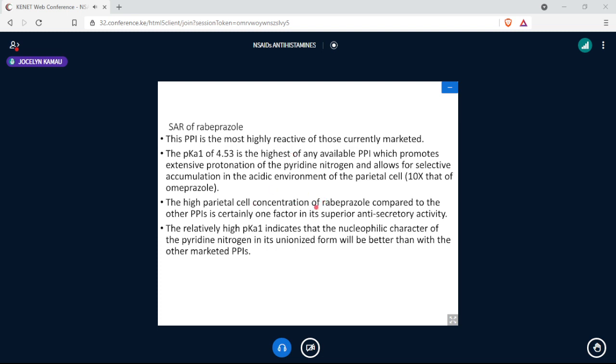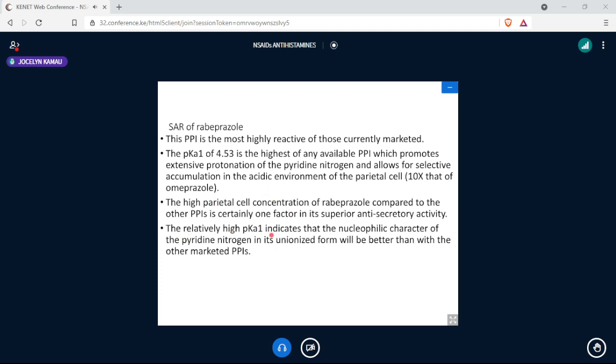So what we are saying is that once it has a high pKa, it will be protonated very rapidly. The minute it gets in, it's protonated. Once it's protonated very quickly, it prevents any of the drug from back diffusion, moving back out of the cell. So there will be a very high concentration within the parietal cell. It has high nucleophilicity, high rate of attack, and all those things that we have mentioned. And therefore, it definitely has the highest reactivity.